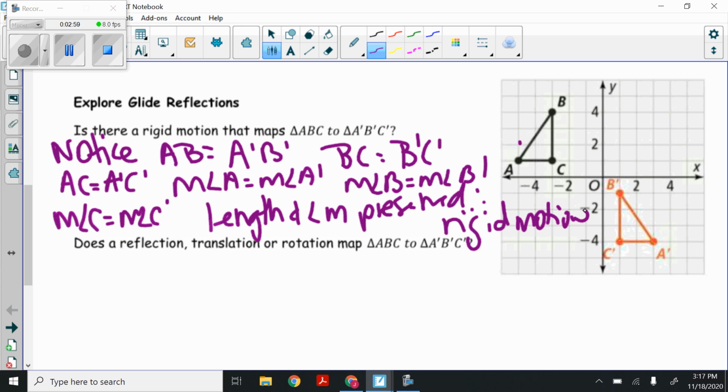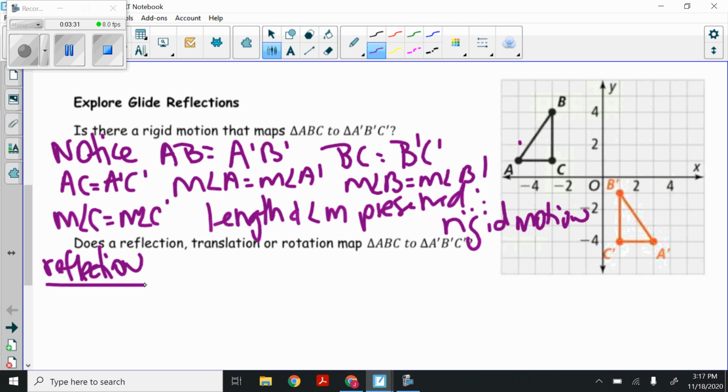So is there a rigid motion that maps triangle ABC to triangle A prime, B prime, C prime? Yes, because length and angle measure have both been preserved in order to get from triangle ABC to triangle A prime, B prime, C prime. So then the second part says, does a reflection, a translation, or a rotation map triangle ABC to triangle A prime, B prime, C prime? So let's check for the reflection because that's the first thing that they asked me.